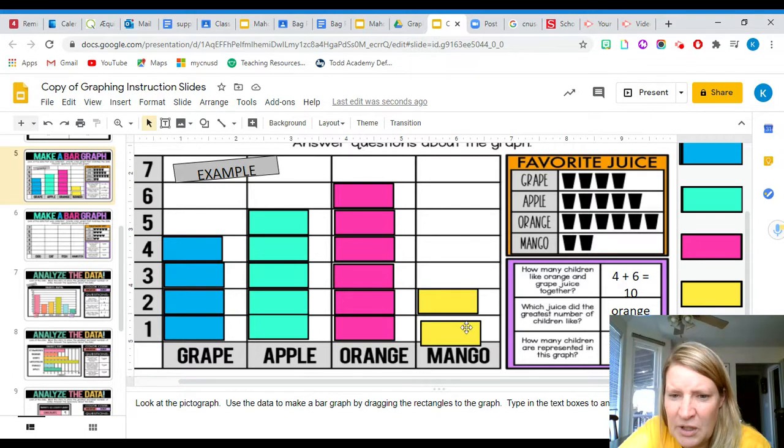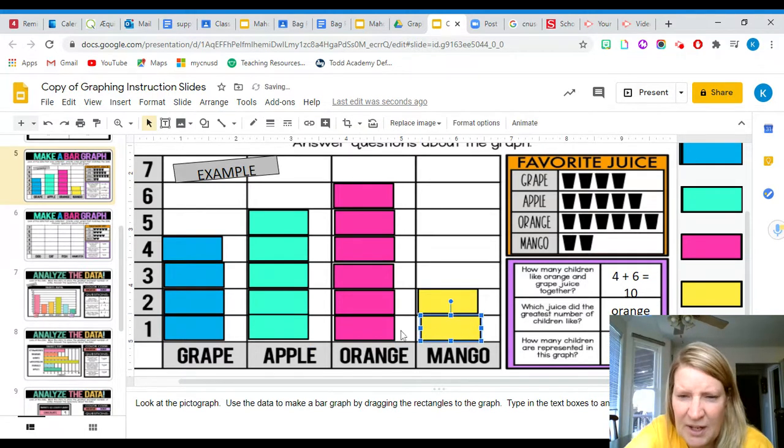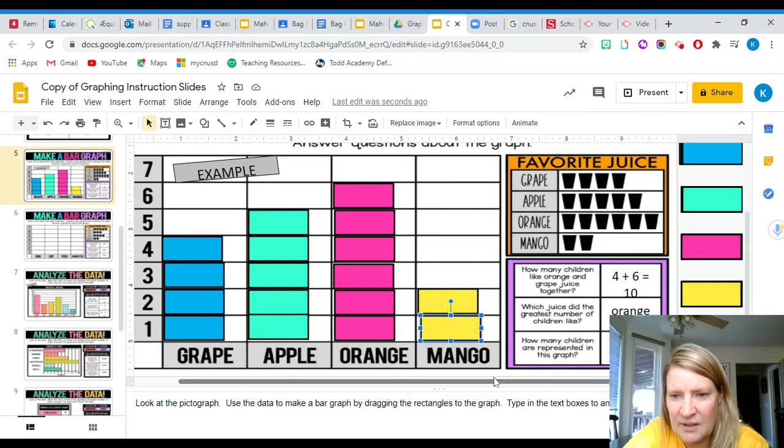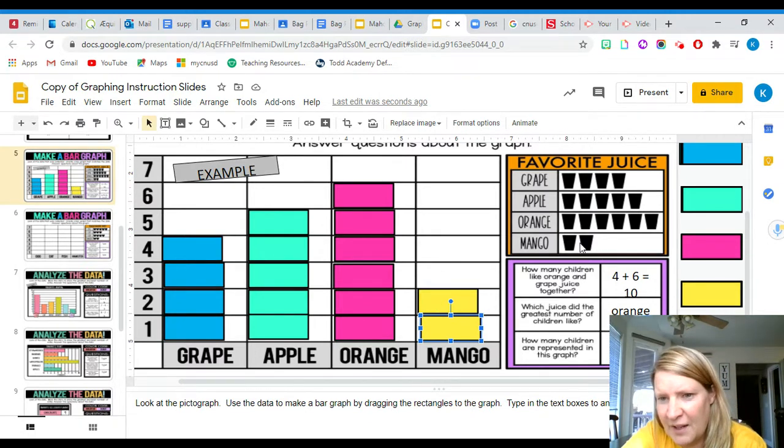Well, each of these little colored boxes represents a kid. So I need to count all the boxes. 1, 2, 3, 4, 5, 6, 7, 8, 9, 10, 11, 12, 13, 14, 15, 16, 17. 4 plus 5 plus 6 plus 2. Another way you could figure that out is by counting all the cups in the data table. Sometimes data tables have pictures, like in this case, and sometimes they have tally marks. It doesn't matter how the data is represented as long as you can interpret it.